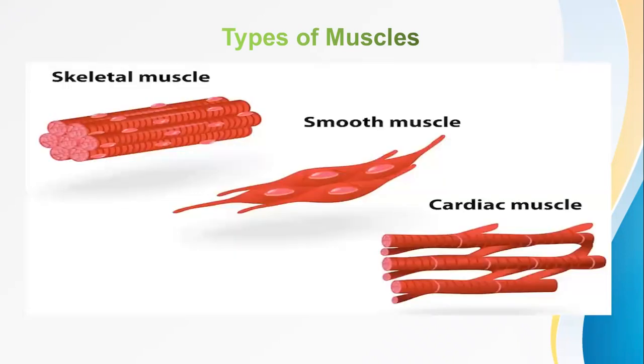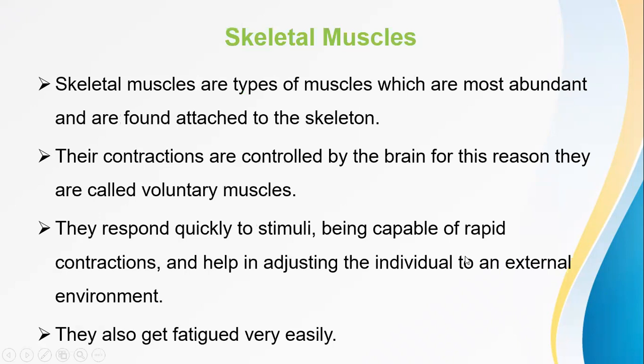Now, these three can look like this. Here are the skeletal muscles. Most muscles look like this, and some of the cardiac muscles look like this. Now, let's start with the skeletal muscles. The skeletal muscles are the type of muscles which are most abundant and they are found attached to the skeleton. So the muscles that are attached to the skeleton are the ones called the skeletal muscles, hence their name.